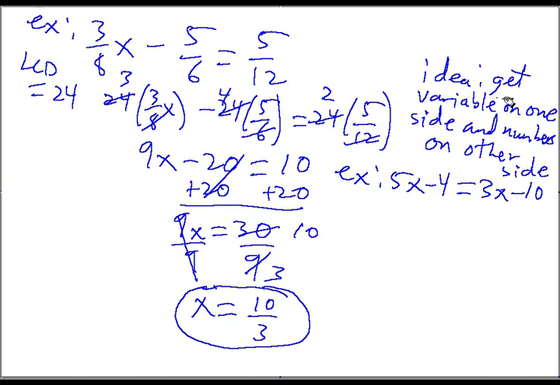All right, that's the main concept. So get the variable on one side and numbers on the other side. Make sure we understand that. So let's go and get the x terms over to the left side, as I mentioned earlier. So how do I do that?